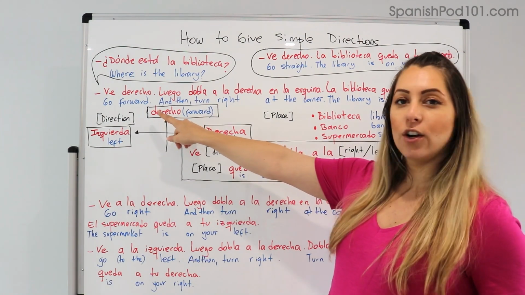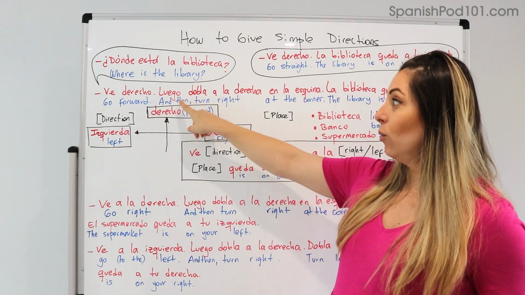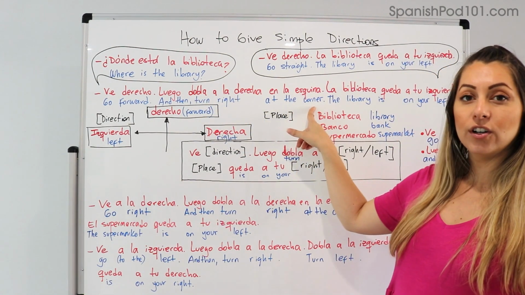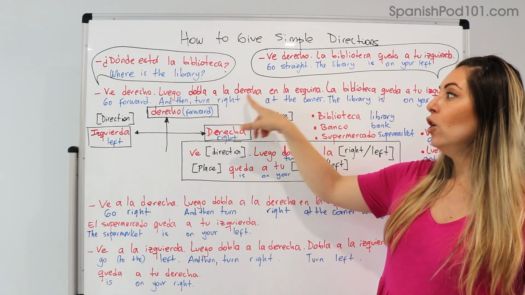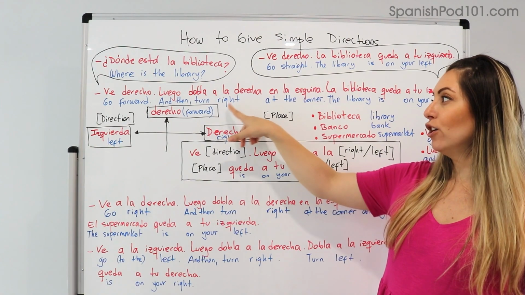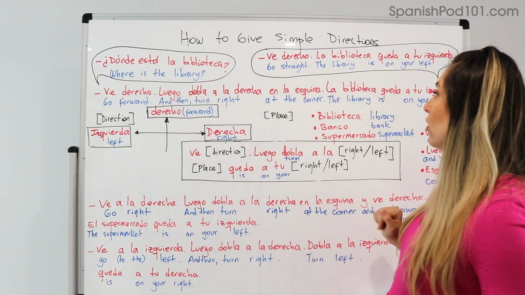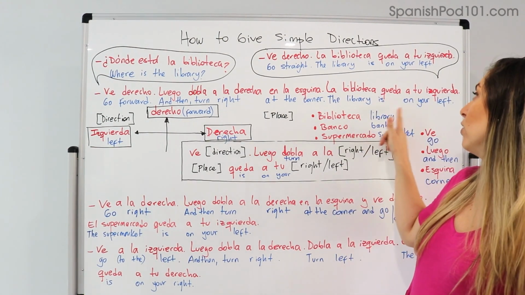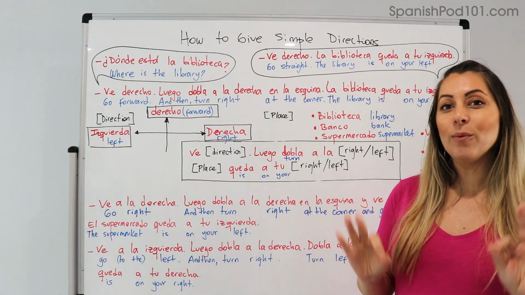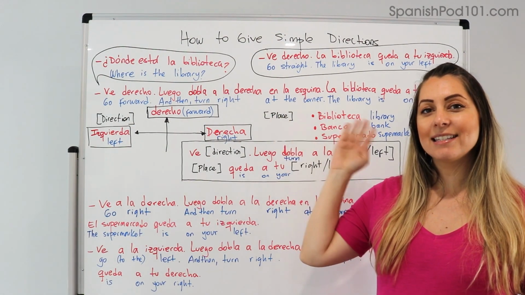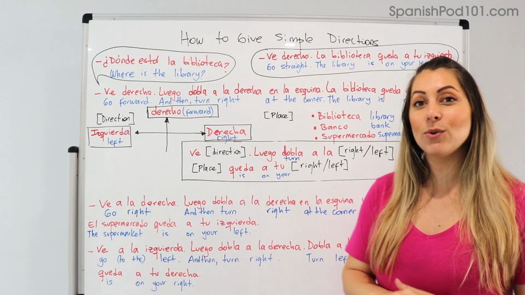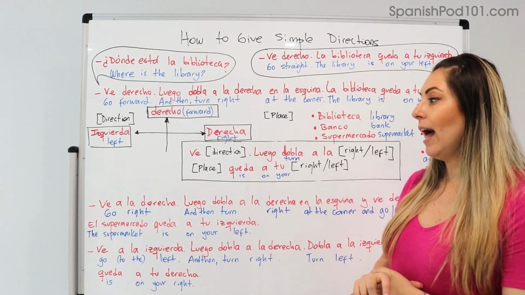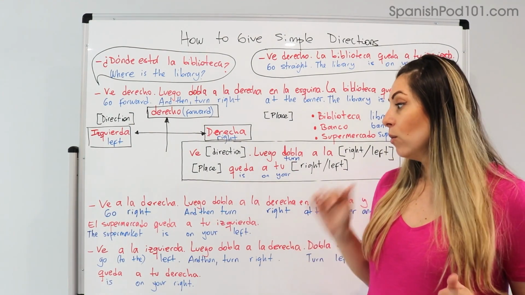Okay? So go straight or go forward, and then, luego, and then dobla a la derecha, turn right at the corner, en la esquina. Luego, dobla a la derecha en la esquina, then turn right at the corner or on the corner. La biblioteca queda a tu izquierda. The library is on your left. Perfecto. ¿Pudiste comprender este ejemplo? Were you able to understand this example? I really hope so.